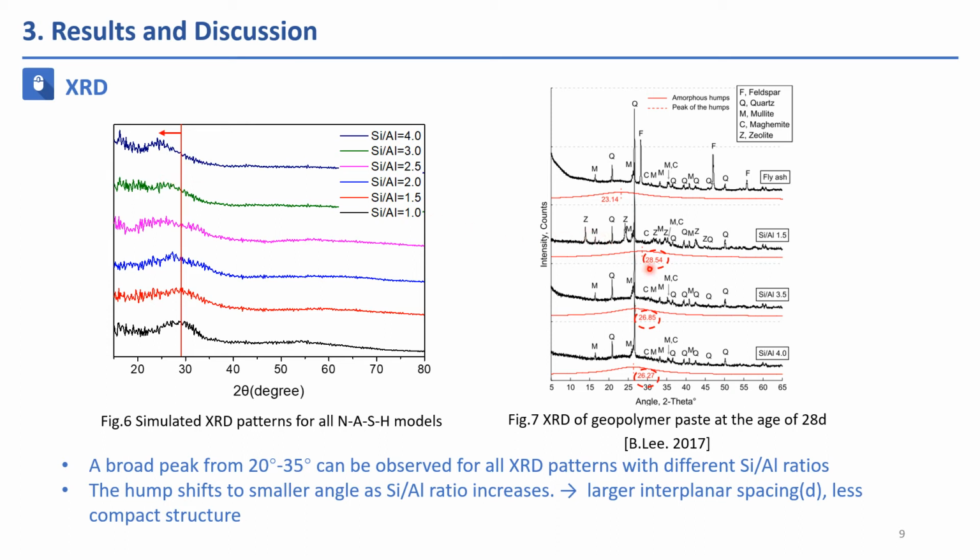In this research, they believe the shift is because of different reaction degree, but I do believe the shift indicates something else. The hump shift to small angle means that the structure has larger interplanar spacing, which means the structure with a higher silicon to aluminum ratio has a less compact structure.